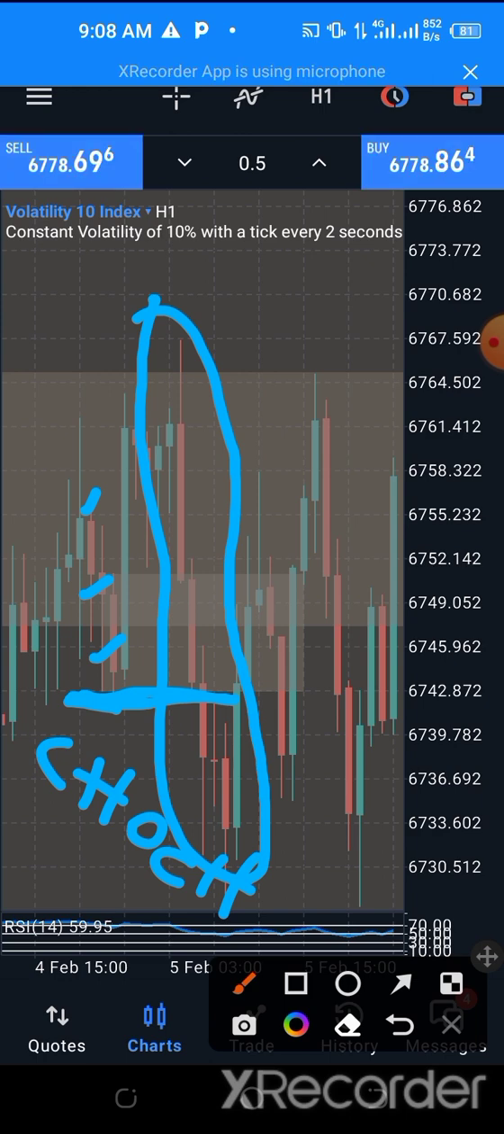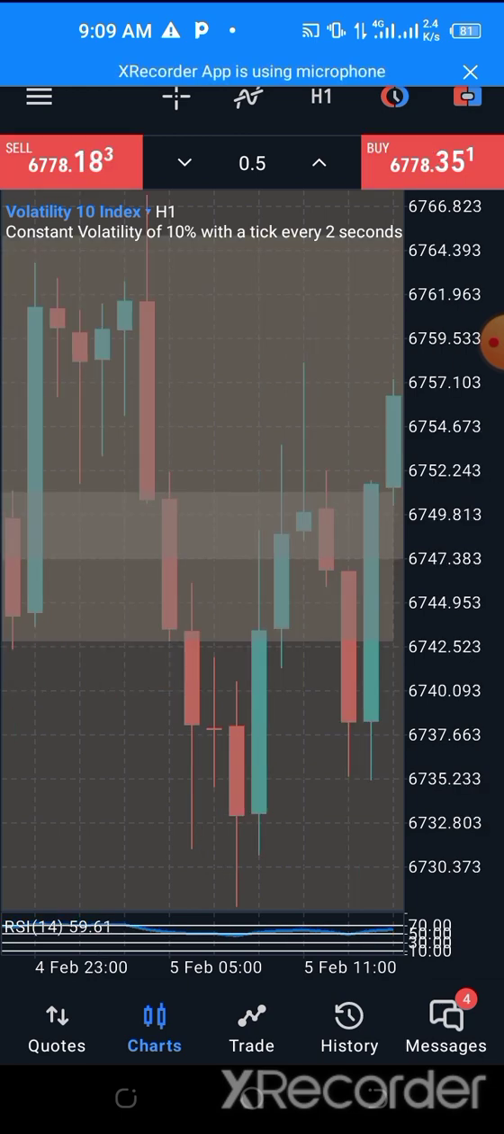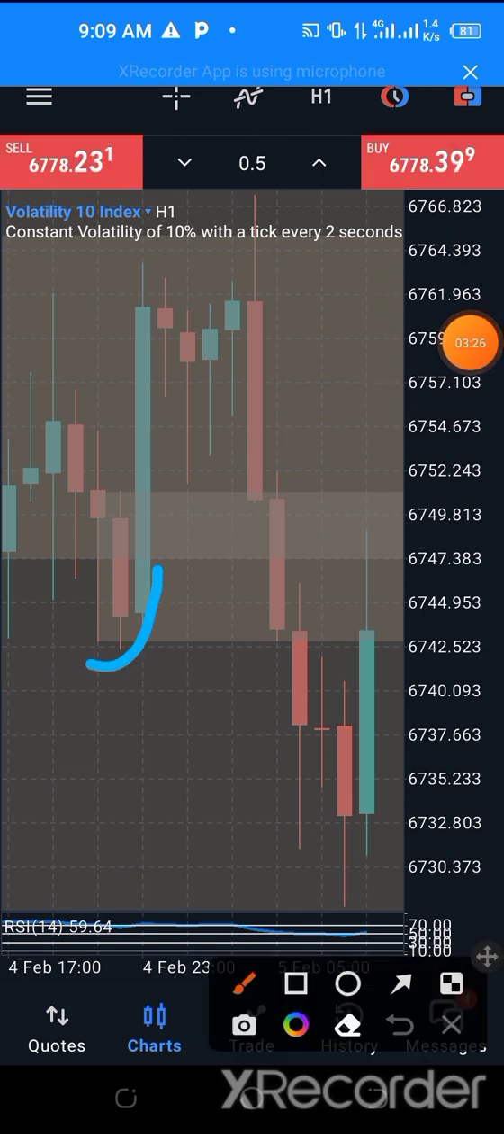So after this, what do we now expect? Having done this, we discover that there is what we call a breaker block. This is a breaker block here. This bearish candle, we call it a bullish breaker block.